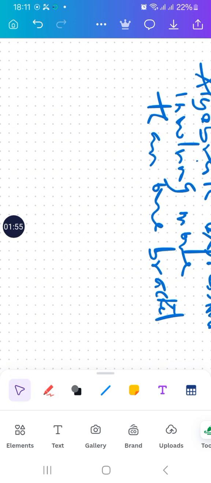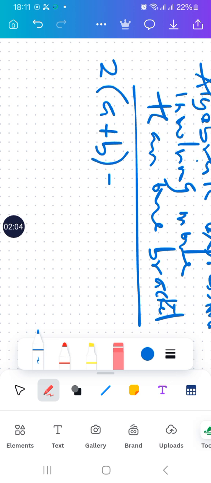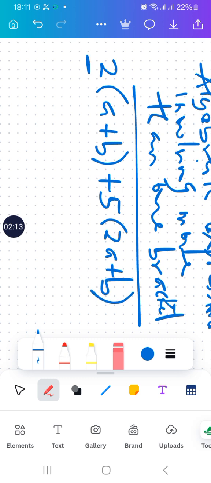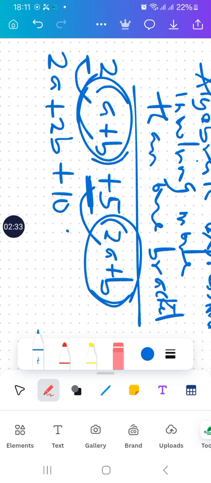Let's say you have 2 into bracket a plus b plus 5 into bracket 2a plus b. You are asked to expand this. How do you go about it? This 2 in front of this bracket is the owner of all of this, while this 5 in front of this bracket is the owner of all of this. So when we multiply them, we're going to have 2a, then 2 multiplied by b, that will be 2b. You are done with the first bracket. Then this plus 5 will multiply this: 5 times 2a, that's plus 10a, plus 5 times b, that's plus 5b.